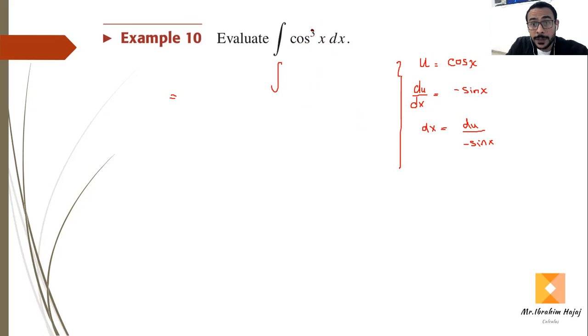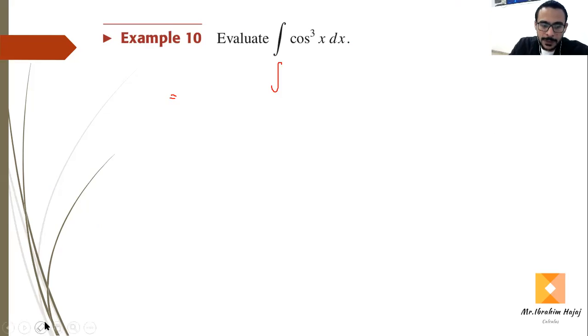But cosine cubed x, if we let u be cosine and we complete, as you saw, we have sine x or negative sine x in the denominator, and the problem will remain with you. So we have to use identities first. Okay? We have to use what? Identities first. Yes. So pay attention please.